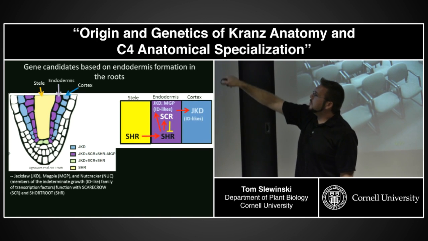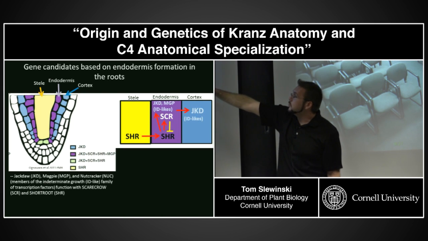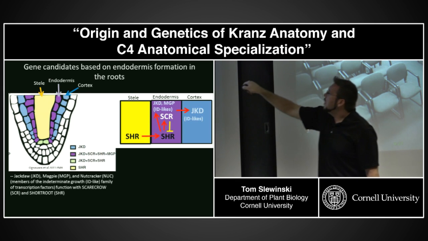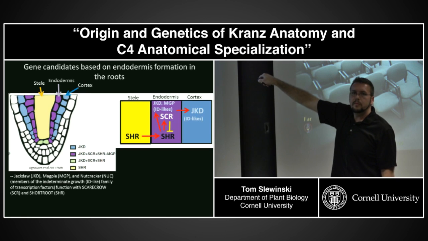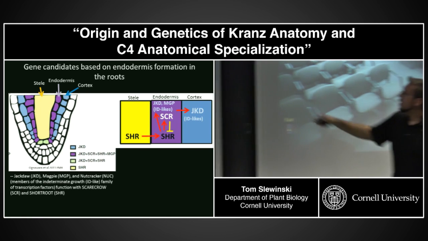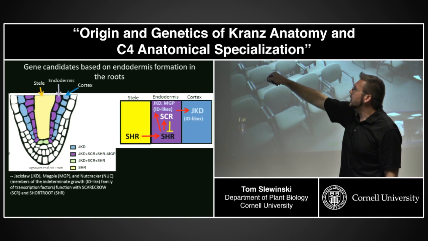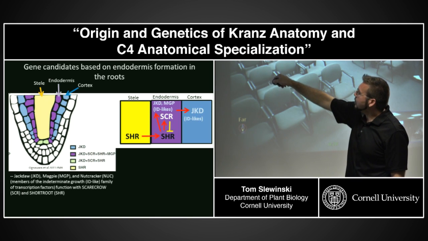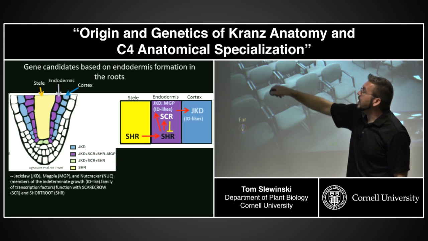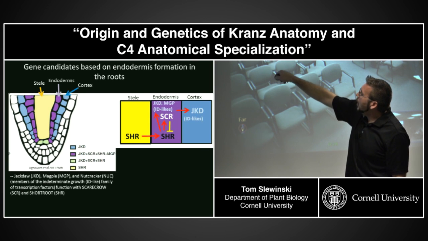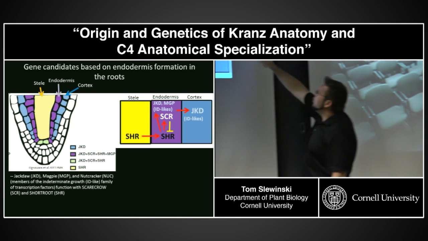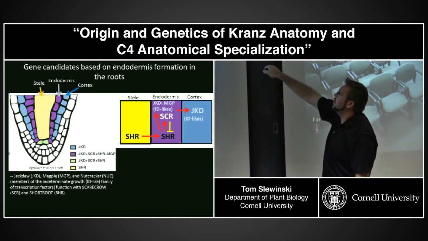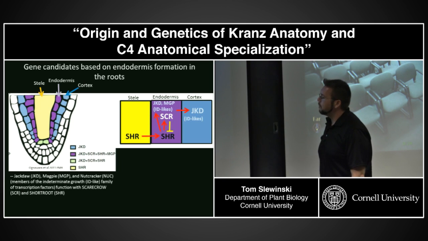Now it's known that there's a gene expressed in the stele, called short root, and the protein moves from the stele into the endodermis and activates another gene called scarecrow. Now scarecrow actually stops short root movement, defines one cell layer, and interacts with short root to activate other genes called jackdaw and magpie, to give rise to endodermis identity. It's still unclear, but it's likely that this complex moves into the cortex and activates more genes like jackdaw and indeterminate-like.